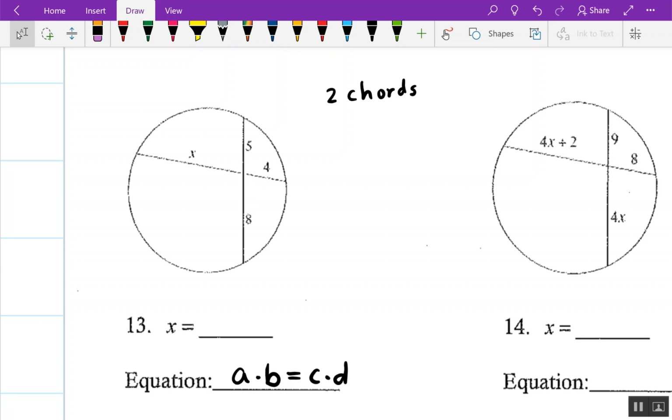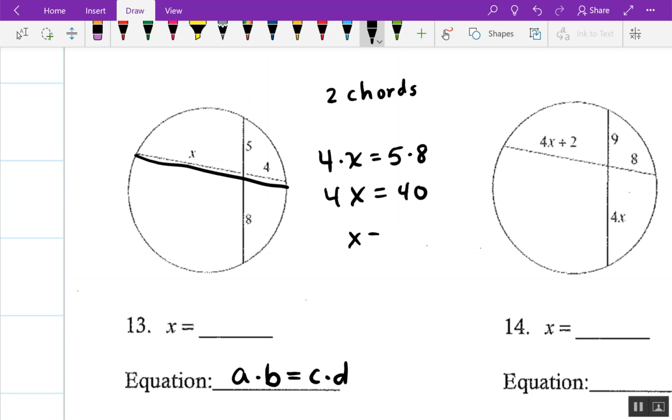All right. So remember, what's the main thing you have to remember with this theorem? Make sure you're not using the same one over again. Yeah, and they have to come from the same chord. So it would be the X and the 4 that you're multiplying. So 4 times X equals 5 times 8, which is 40. X equals 10. X is what they wanted.